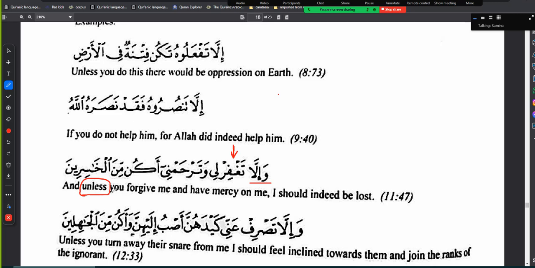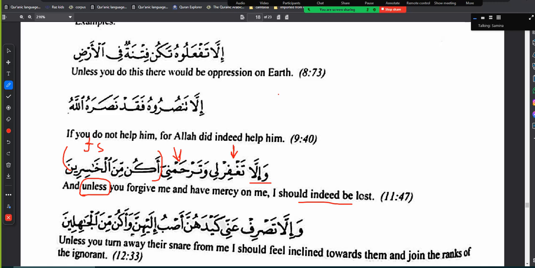So, and unless you forgive me, li is for me. وَتَرْحَمْنِي, again this is also majzoom. Akum minal khasirin, right? And unless you forgive me and have mercy on me, I should indeed be lost. Okay, so this is the jawab shart. Okay, and then we have وَإِلَّا تَصْرِفَ عَنِّي كَيْدَهُنَّ أَصْبُ إِلَيْهِنَّ وَأَكُمْ مِنَ الْجَاهِلِينَ.